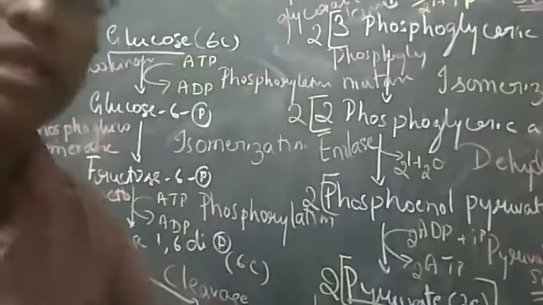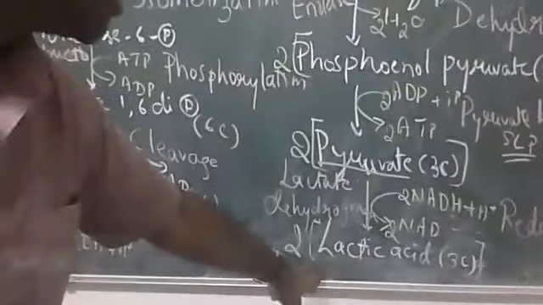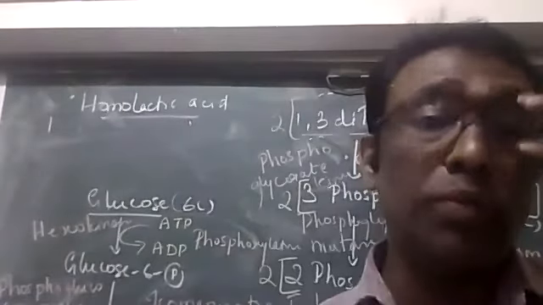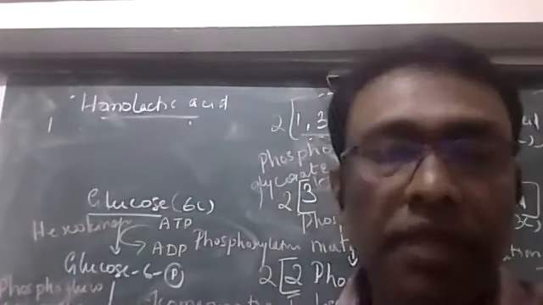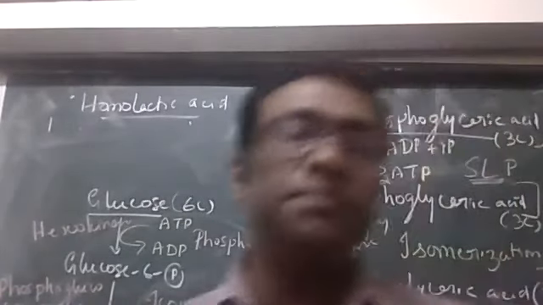Only in the last step you have to write pyruvic acid becomes lactic acid. That's all. One question to you: if this question is asked for 5 marks, what will you do? Or 2 marks, what will you do? If the question is asked for 2 marks, what do you do?